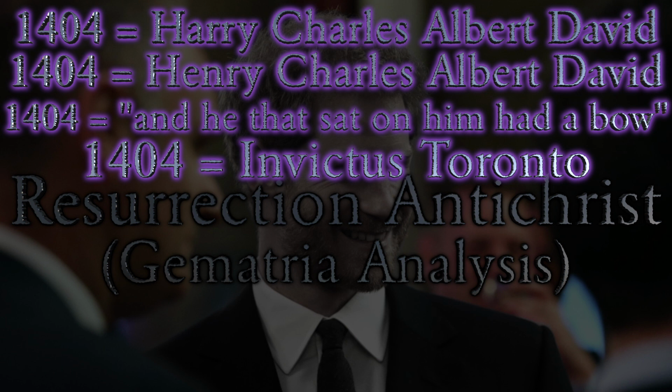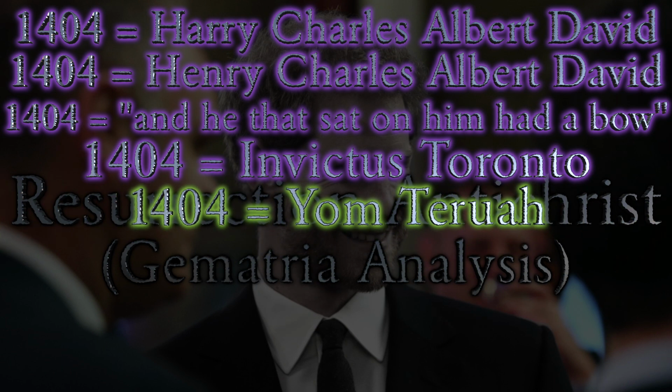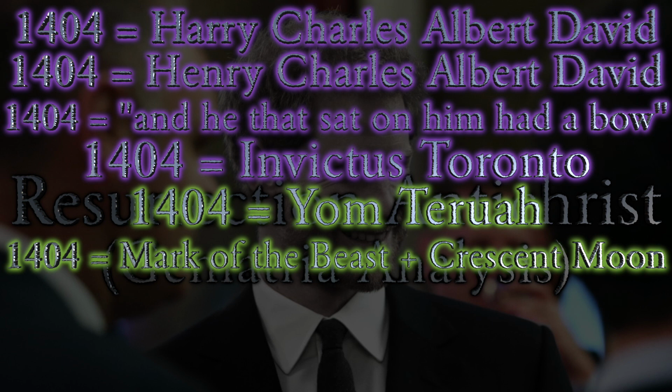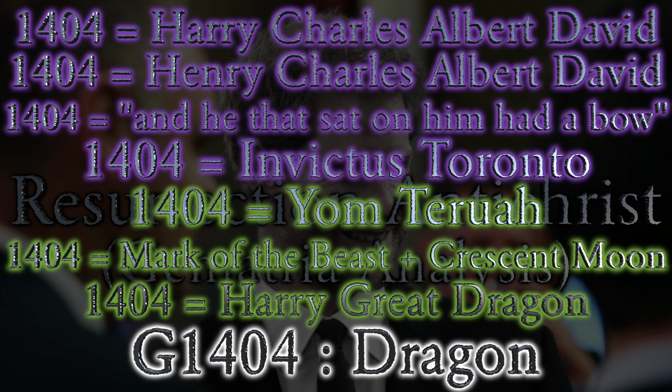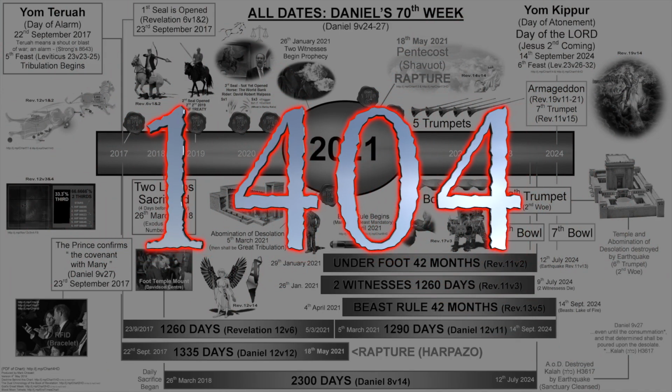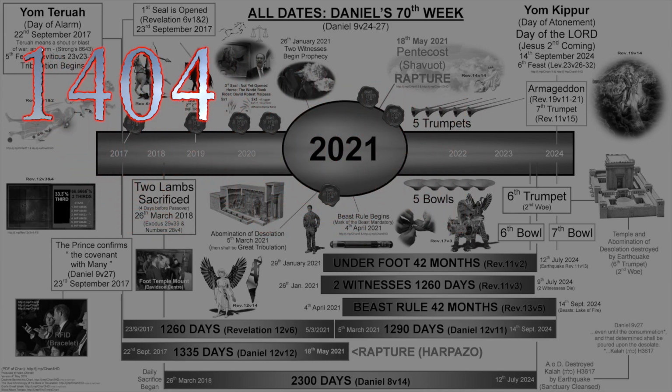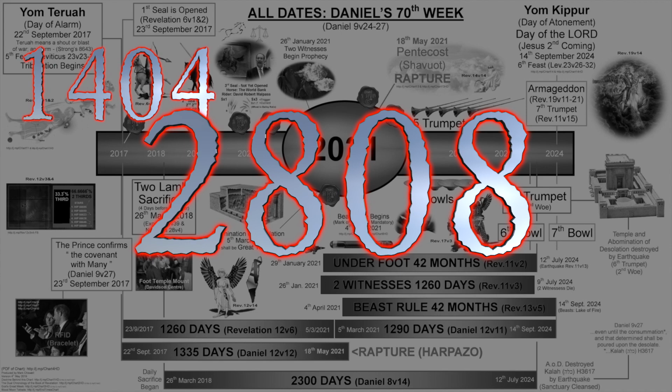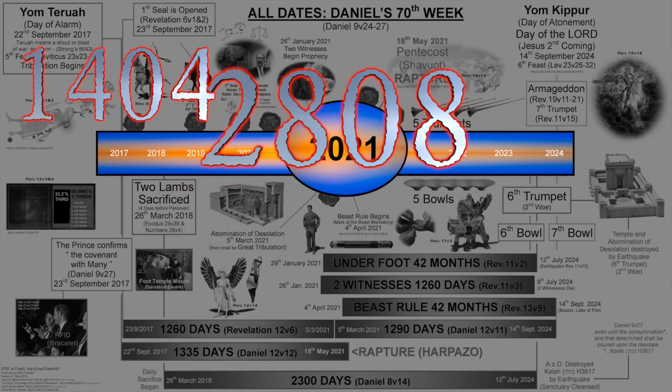It is relevant that we have Harry's name as well as a quote from Revelation chapter 6 verse 2, which is when the first seal is opened, as well as a reference to the platform from which the rider of the white horse is going forth conquering and to conquer, that is Invictus Games, as well as Yom Teruah, Mark of the Beast, Crescent Moon, and the Dragon. It is relevant that all these things are tied together with a number that is 1404, that I believe marks the halfway point of the final number, 2808, when the Antichrist is resurrected from the dead.